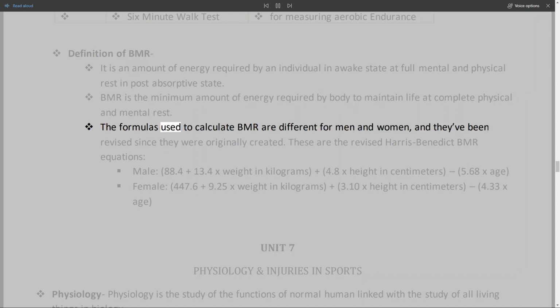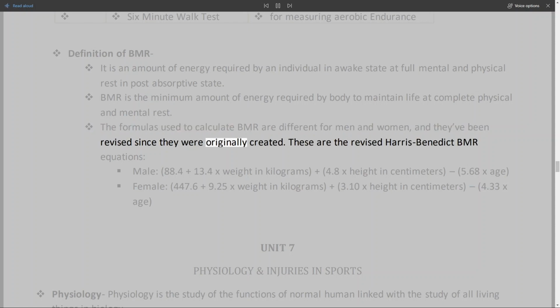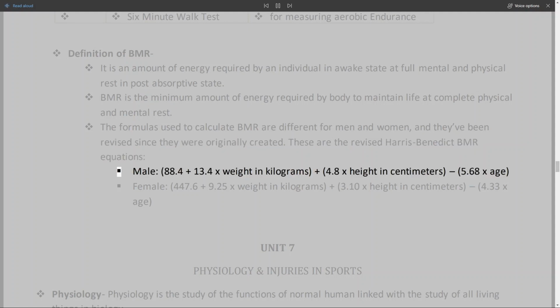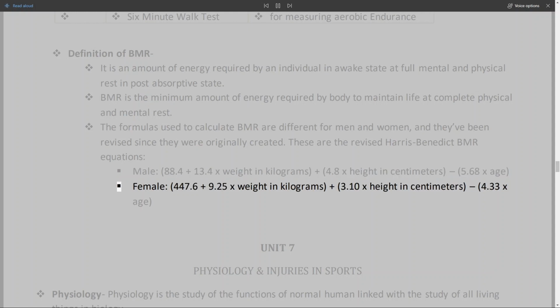The formulas used to calculate BMR are different for men and women, and they've been revised since they were originally created. These are the revised Harris-Benedict BMR equations. Male: 88.4 plus 13.4 x weight in kilograms, plus 4.8 x height in centimeters, minus 5.68 x age. Female: 447.6 plus 9.25 x weight in kilograms, plus 3.10 x height in centimeters, minus 4.33 x age.